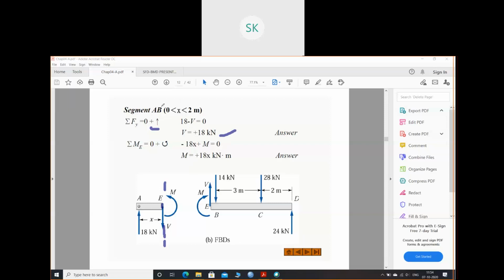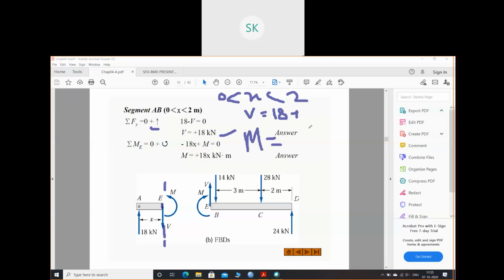That means from 0 to 2, shear force will always be 18 kilonewton and your moment will vary as 18 into x. Now there will be two moments, from 0 to x, from 0 to 2. Shear force will be the same because it doesn't have any x value, right? It will always be 18, and it is positive.